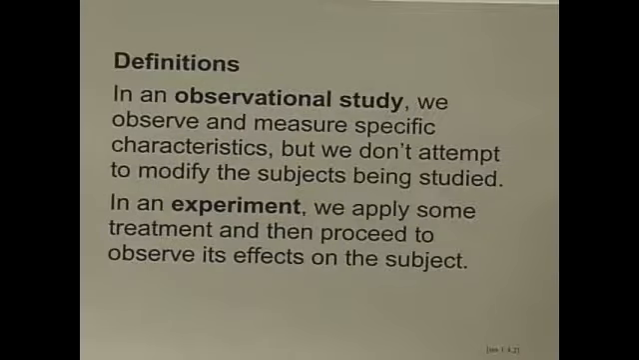Here we have some definitions. In an observational study, we observe and measure specific characteristics, but we don't attempt to modify the subjects that are being studied. Whereas in an experiment, we apply some treatment and then proceed to observe its effects on the subject. In an experiment, usually the group that receives the treatment is going to be compared with another one that does not receive any treatment.